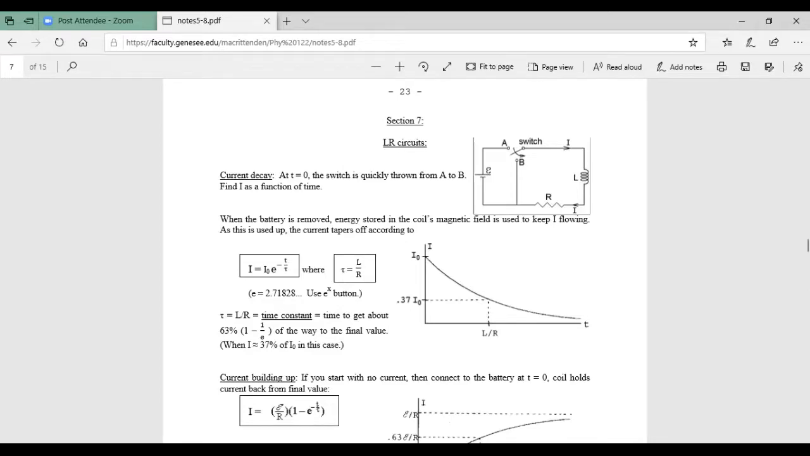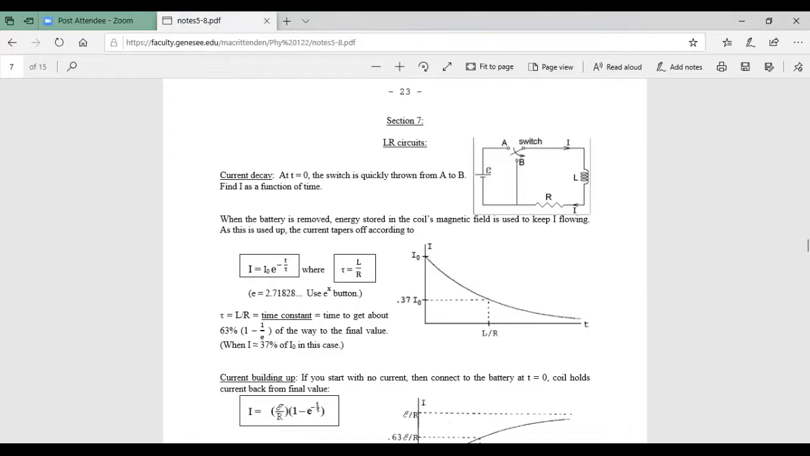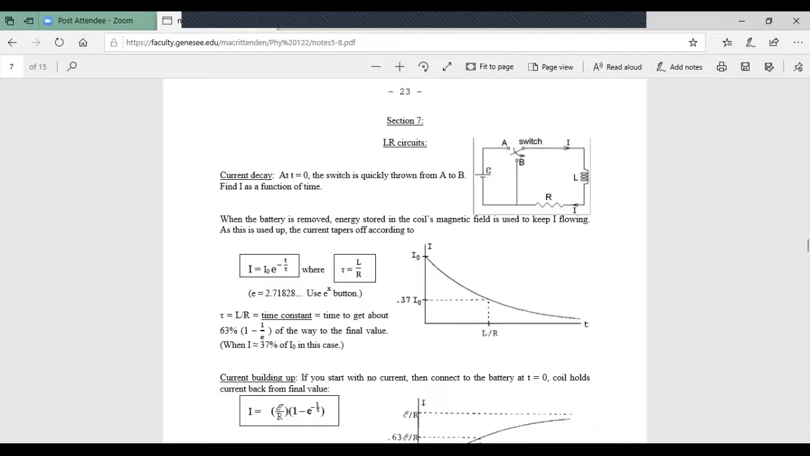So basically what happens is energy is being removed from the current as it flows through the resistor, because resistors convert electrical energy into thermal energy. Okay, so the resistor is being heated up, and that takes energy away. Where does the energy come from to continue making the current flow? Well, the magnetic field around this inductor was full of energy, okay?